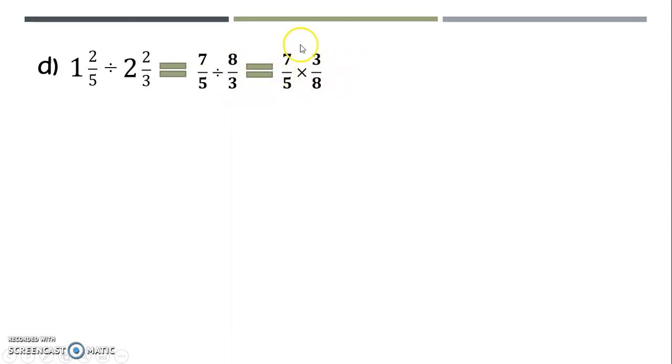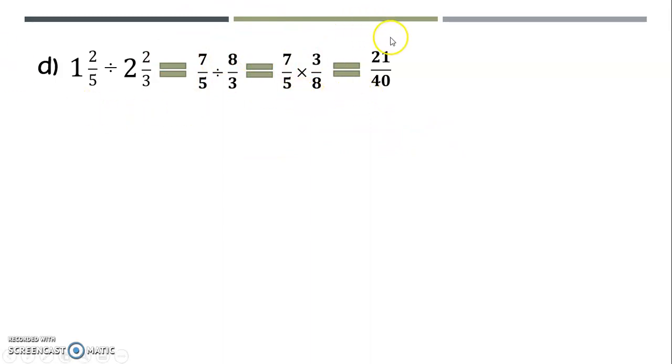So now we got a multiplication that is really easy. Remember that when we multiply, the numbers of the top times the numbers of the top, and the numbers of the bottom times the numbers of the bottom. In other words, numerator times numerator and denominator times denominator. So 7 times 3, that is 21, and 5 times 8, that is 40.